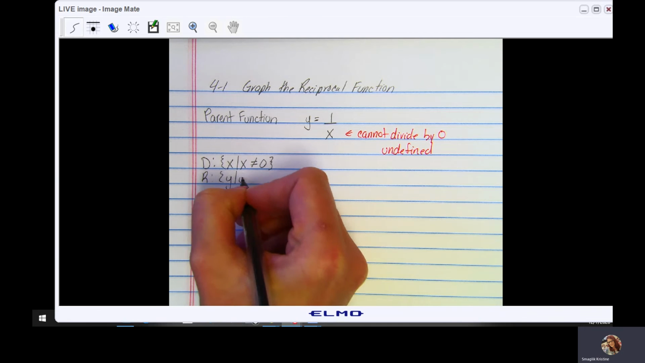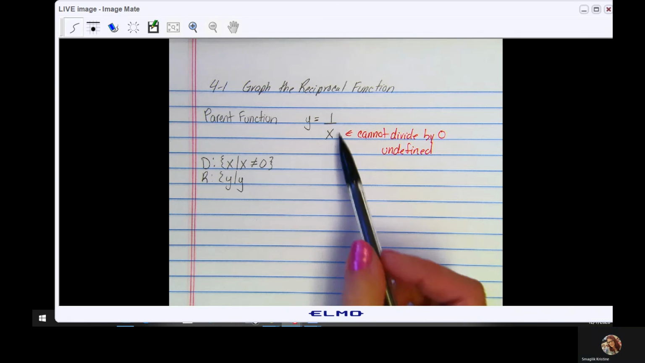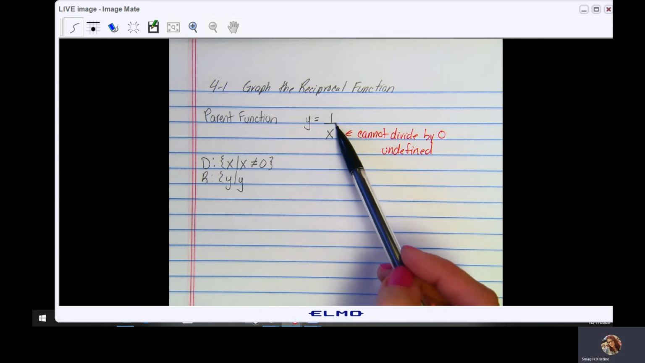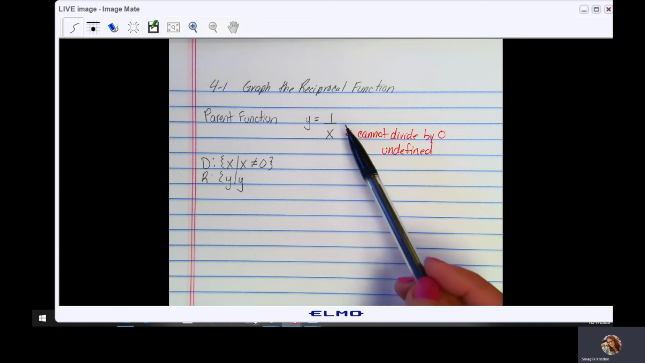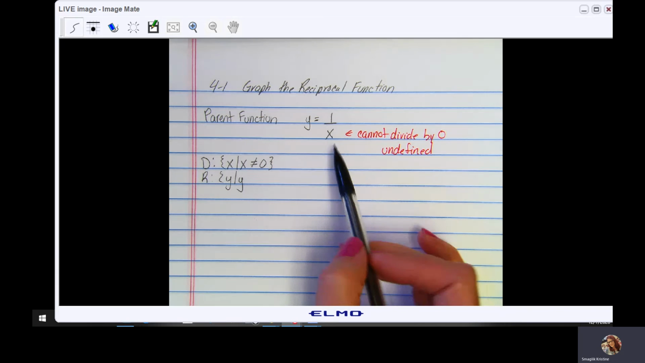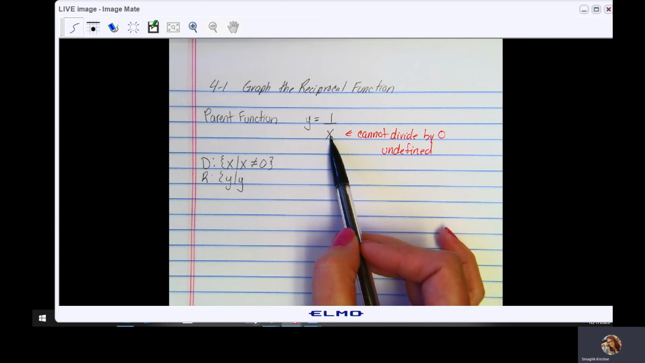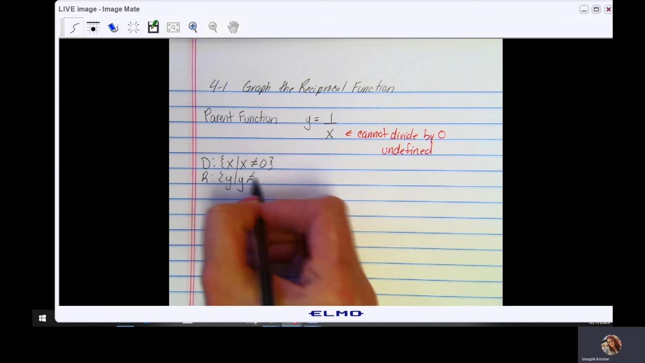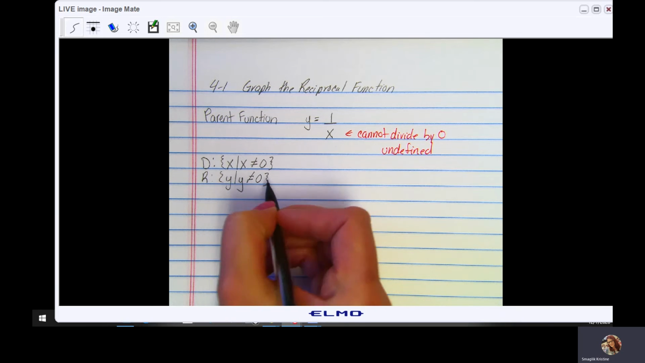Well, if you think about it, 0 isn't even allowed for x. Remember, your fraction bar is division. The only way to get an answer of 0 is if I'd have to have 0 in the denominator. And I'm never going to have 0 in the denominator because there's always going to be a 1 there. So no matter what number I put in for x, y will never ever equal 0. So we have a range restriction. y cannot equal 0.